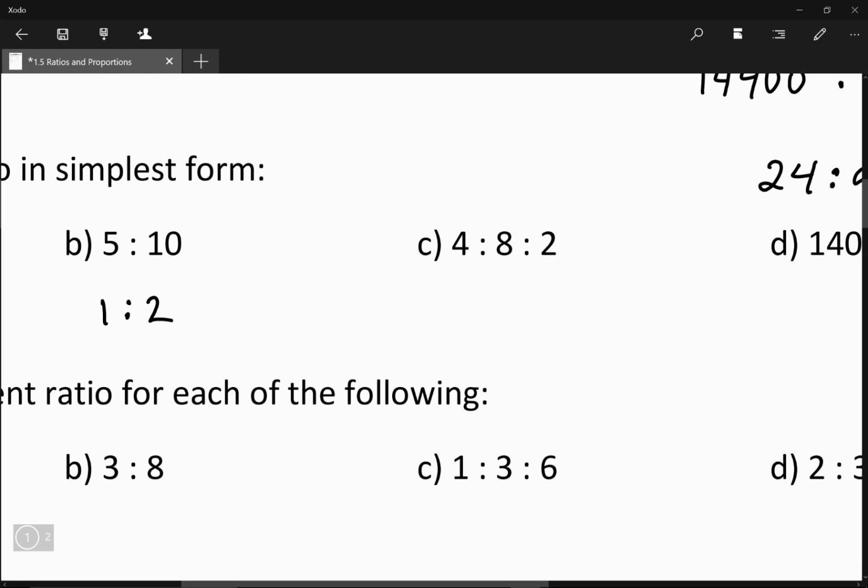Well, in this case, what happens if I divide each number by 2? Because 2 is the smallest number here. Well, 4 divided by 2 is 2. 8 divided by 2 is 4. And 2 divided by 2 is 1. Okay, and so there would be my reduced ratio.